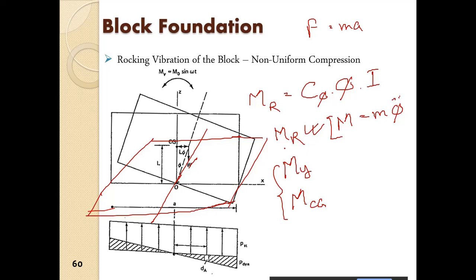So we have three moments. One is the moment from the resistance of the soil, which is opposite to the applied moment, and the moment from the displacement of the CG. My is equal to M naught sine omega t. So we know Mr is equal to C phi into I, the moment of inertia about the y-axis of the base of the foundation. C phi is the coefficient of elastic non-uniform compression, and phi is the angle of rotation. So that is the moment of resistance of the soil.